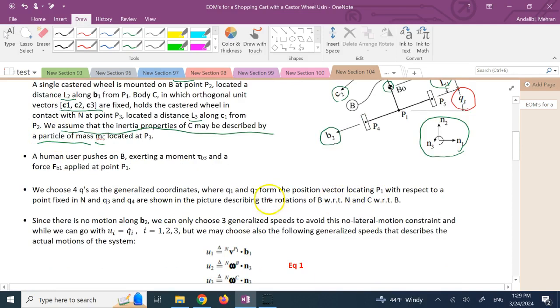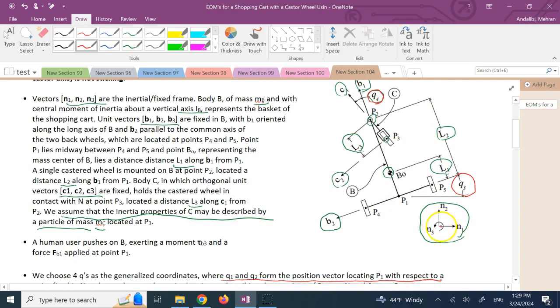You see that Q1 and Q2 are the position vectors of the center of the wheels with respect to a fixed point in the N frame. So if we measure, let's say this is the center, this coordinate here is Q1, and this coordinate here is Q2. So we have four generalized coordinates.